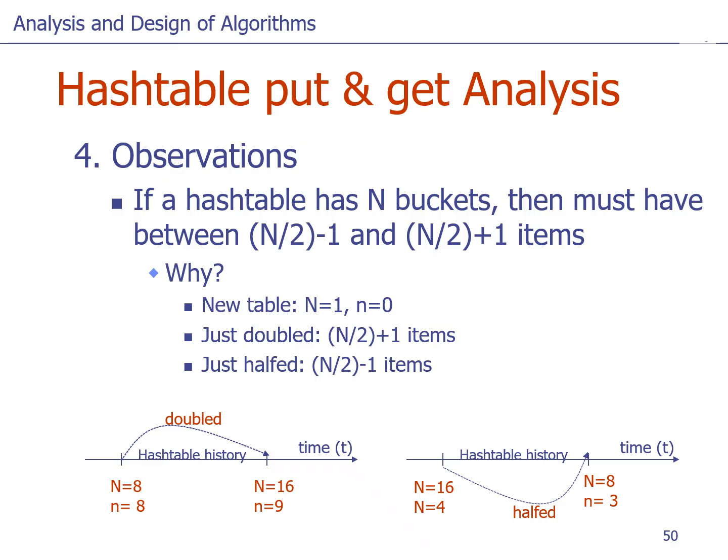If I just halved, it's going to be N divided by 2, it's 8 divided by 2, 4, minus 1 is 3. So if I just halved, it's going to be that, and if I just doubled, it's going to be the one above it. Now the thing is, I have no clue whether I have to double, but I'm going to stop at the critical case.